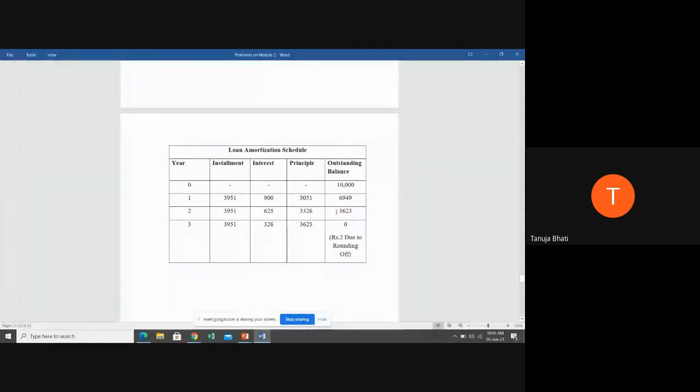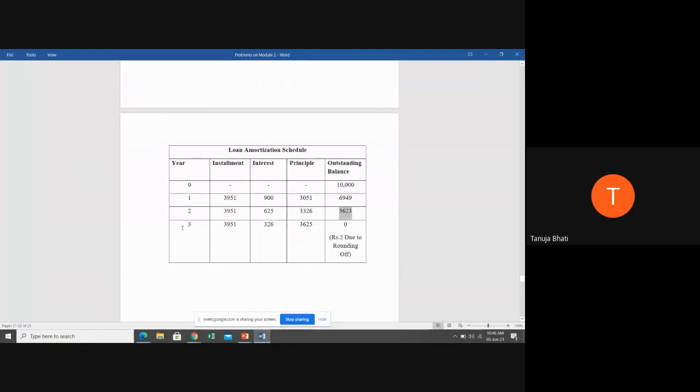Can anyone tell me how I derive the outstanding balance of the second year? Outstanding balance minus principal. Okay, how did I get the outstanding balance of the second year? It is the previous outstanding balance minus the principal repayment of the second year. So it is nothing but the outstanding balance of the first year, 6949, minus 3326. That I got as 3623.